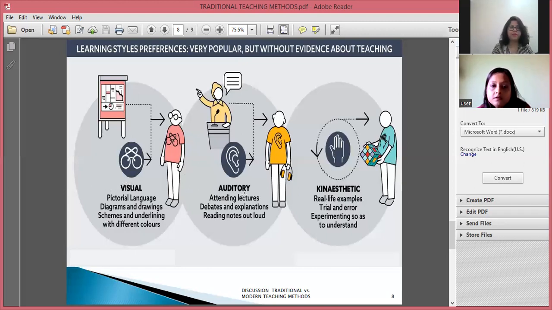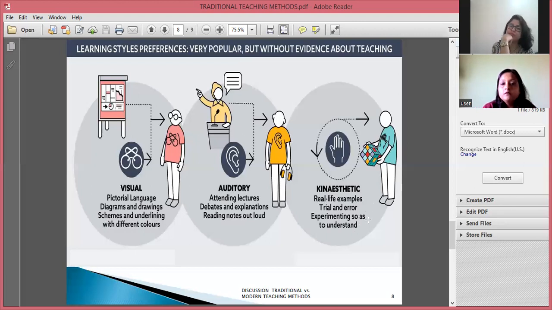Next is the auditory: attending lectures, debate and explanation, reading notes out loud. When the teacher speaks loud and students hear them, this is the auditory process. And next, the kinesthetic: real life examples, trial and error, experimenting so as to understand.